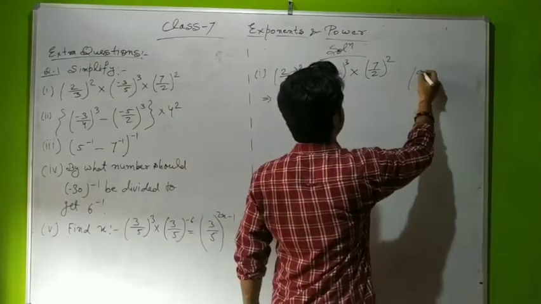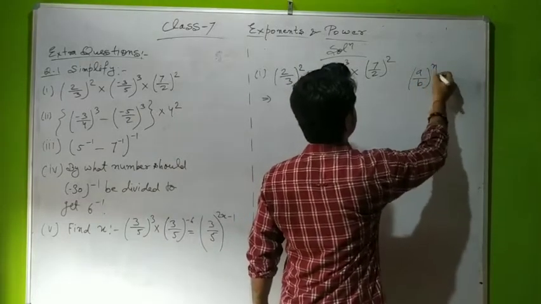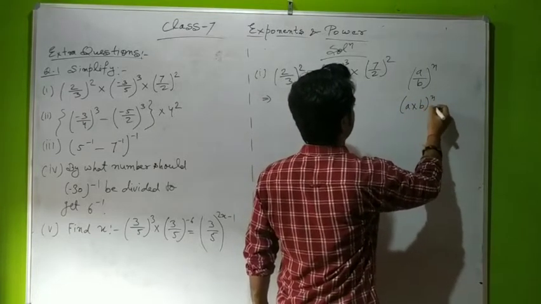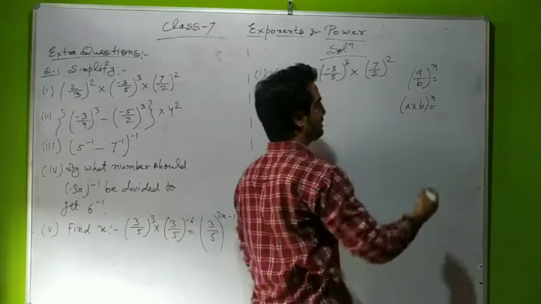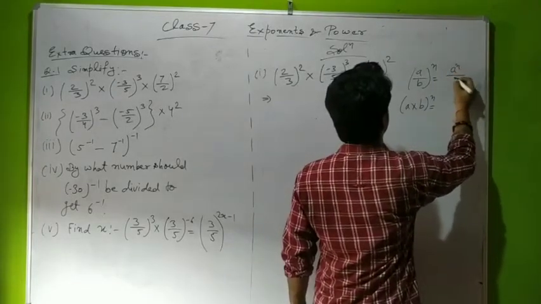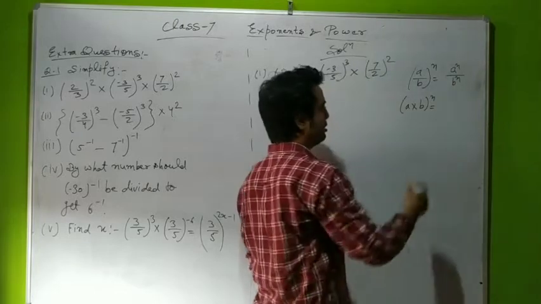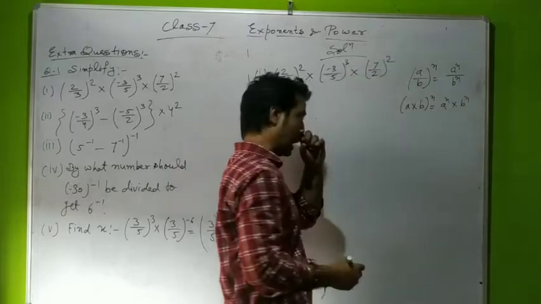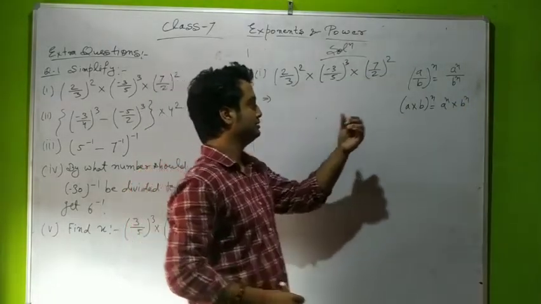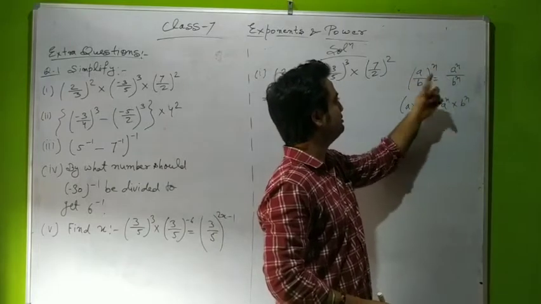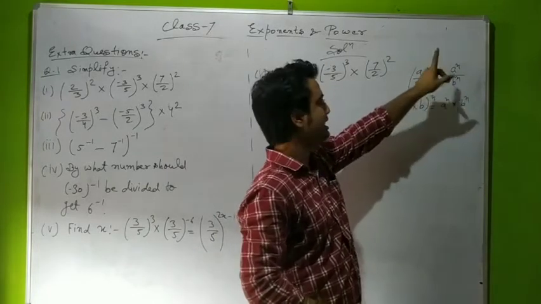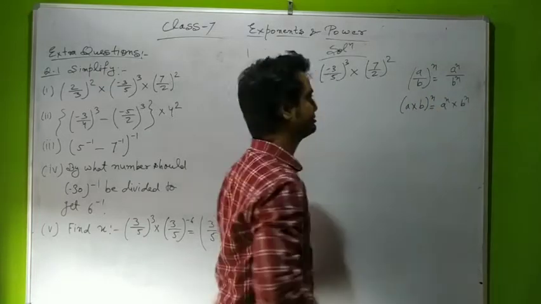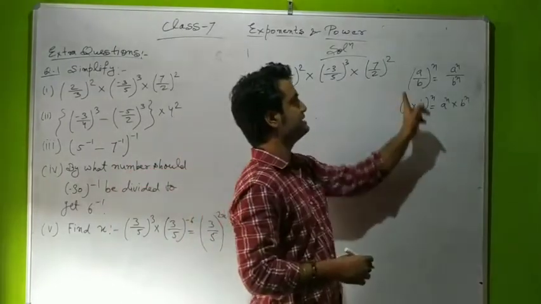Remember, if it is written (a upon b) raised to the power n, or if it is written (a into b) raised to the power n, we can always write it as a raised to the power n upon b raised to the power n, or a raised to the power n into b raised to the power n. It means that we can write the whole power as different powers of each number inside the bracket, only in case of division and multiplication.